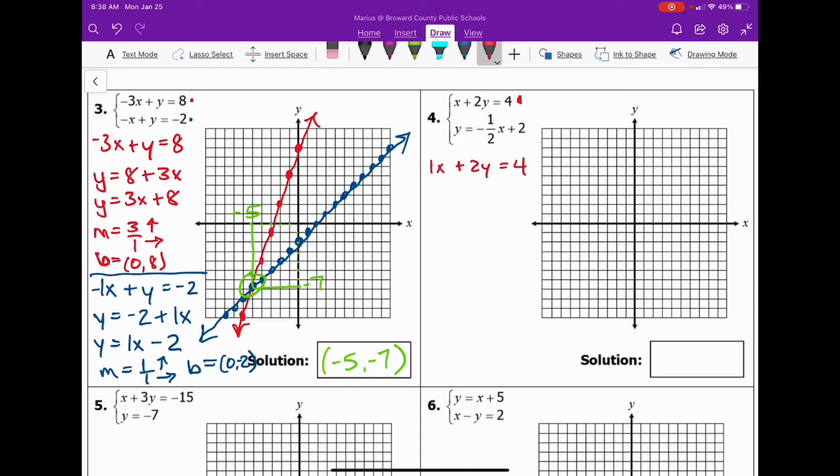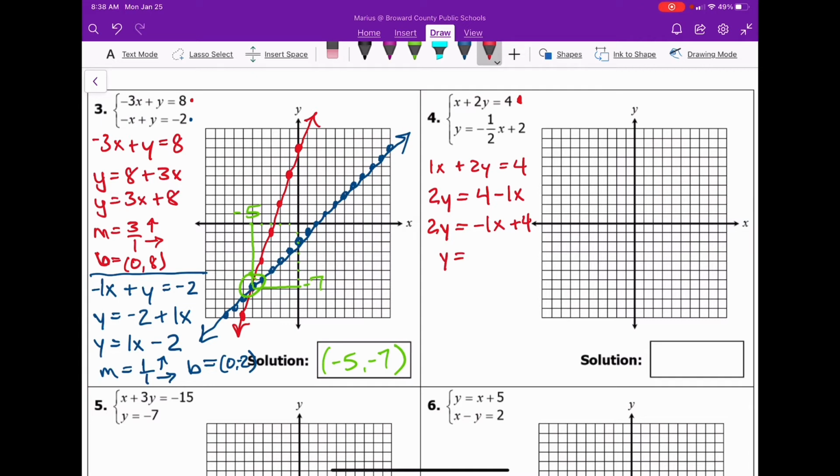We want to move that 1x to the other side first. Right now it's positive, but when we move it, we have to make it negative. So that would become 2y equals positive 4 and negative 1x. Now we want to write the x term in front. So that's negative 1x and positive 4, and we have to divide everything by 2.